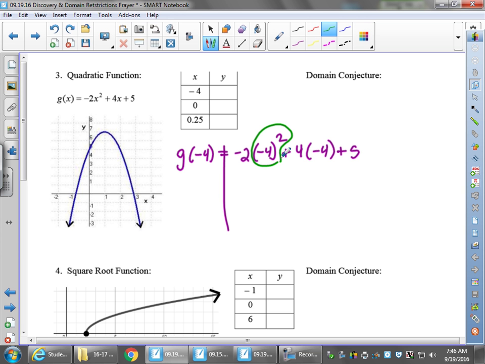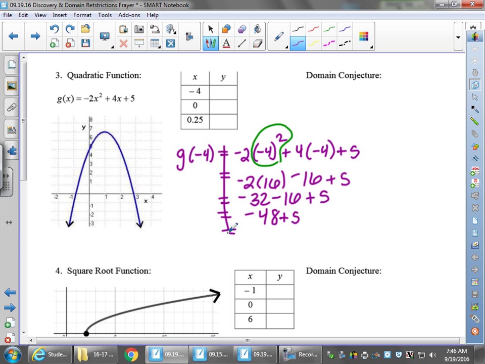So now I have negative 2 times 16. Let's keep going. What's next? Minus 16 plus 5. So now I have negative 32 minus 16 plus 5. What's that? Negative 48 plus 5. Okay, I got negative 43. Who got negative 43? Sweet.